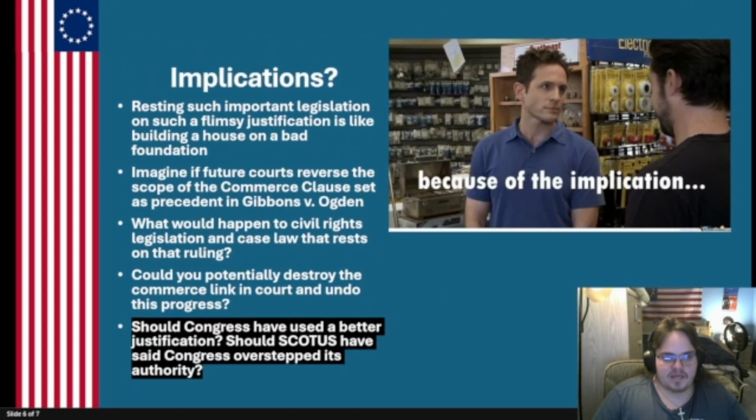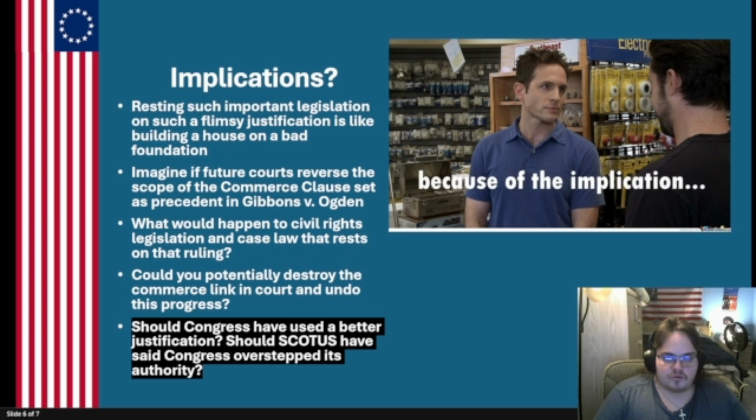So, what are the implications of all this? And while we can probably all agree that this was all done for a good and noble cause, I personally believe that resting such important legislation on such a flimsy justification is like building a house on a bad foundation. And that's for several reasons. So, number one is imagine if future courts reversed the scope of the Commerce Clause set as precedent in Gibbons v. Ogden. So remember Gibbons v. Ogden, we talked about how the definition of commerce was expanded to include travel.